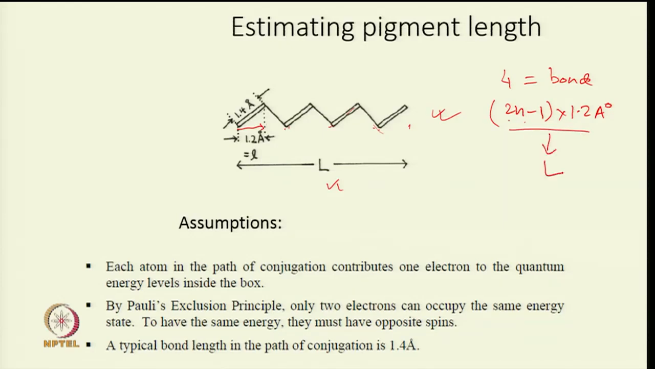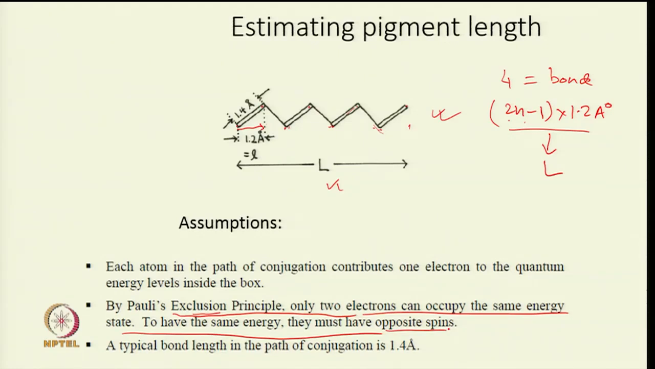Now, each atom in the path of conjugation contributes one electron to the quantum energy level inside the box. So, how many atoms are here? 1, 2, 3, 4, 5, 6, 7, 8. And each one of them is contributing one electron. So, the total number of electrons in the conjugated system is 8. From the Pauli exclusion principle, only two electrons can occupy the same energy state.